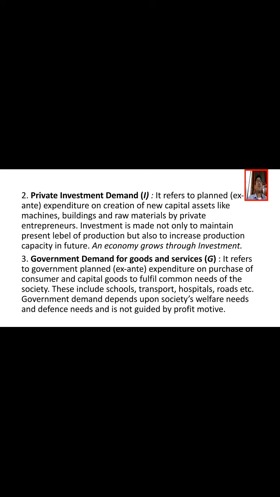Then what is the number 3 component? Number 3 component is government demand for goods and services. It refers to the government planned or ex ante expenditure on the purchase of consumer and capital goods to fulfill the common needs of the society. For example, the government spends money on schools, transport, hospitals, roads, electricity. So government demand depends on society's welfare needs and defense needs and is not guided by the profit motive.